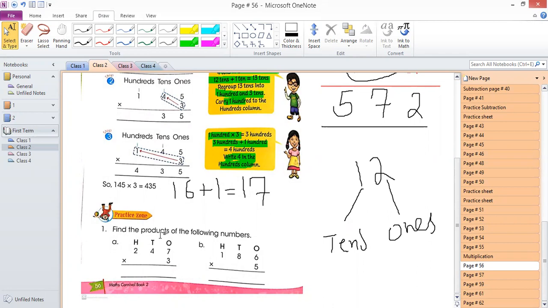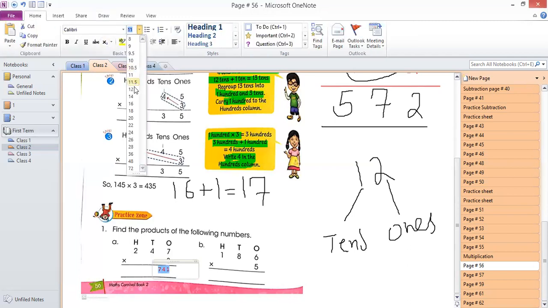14 you will regroup as 1 hundred and 4 tens. 4 you write here, 1 you will write here. 3 by 2 is 6, and 6 plus 1 equals 7. So the answer will be 741. Write it in your book, guys. 741 is the answer. Clear, guys? Yes, sir.